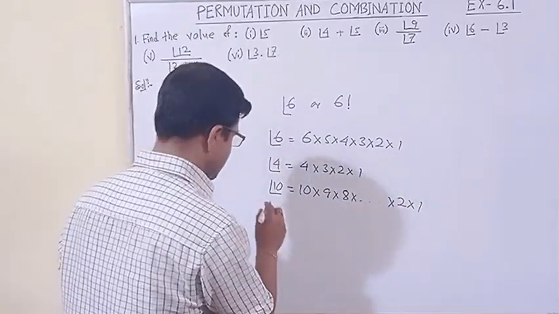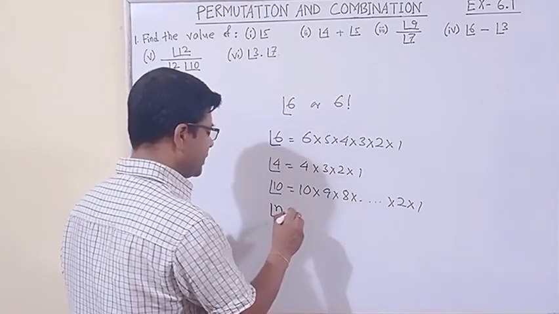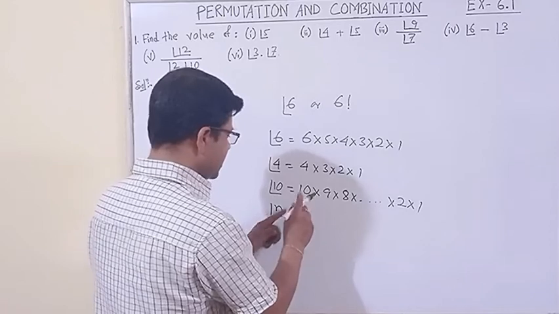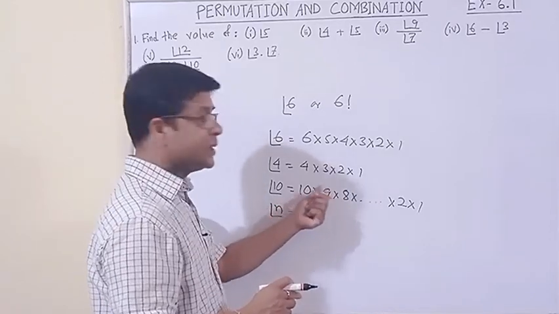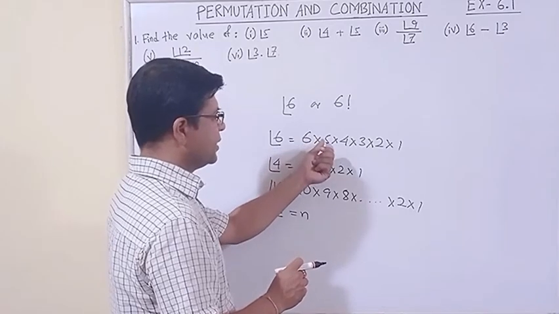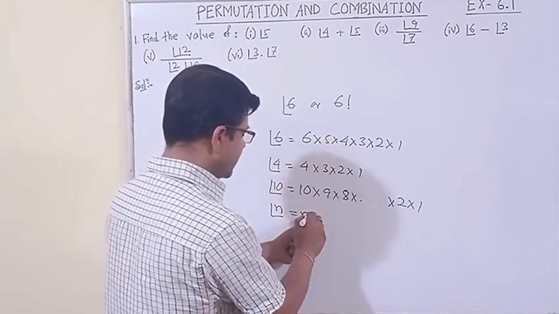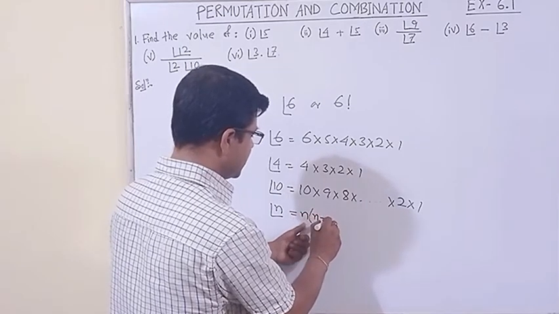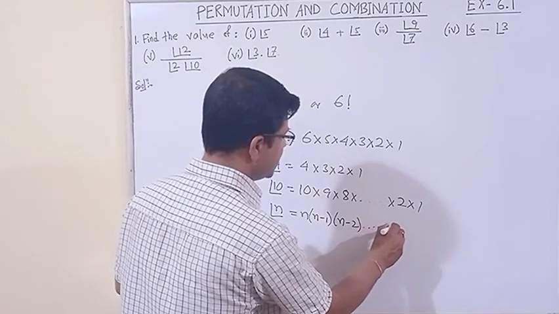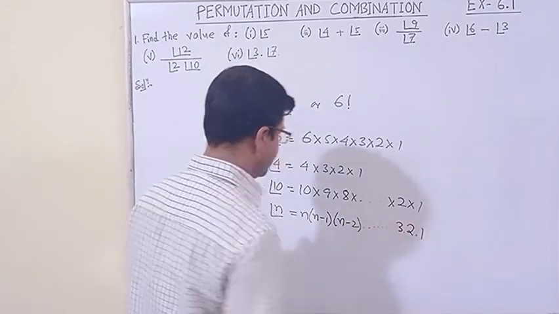Now similarly, if we want to write factorial n, we shall write like this in the decreasing order. N, what is the next number? You see, if it is 10, the next number is 10 minus 1, 9. Then 8, 7, like this, in the decreasing order. Next, n into n minus 1, then n minus 2 in the decreasing order. If we go on in this way, then at the end we shall get 3 into 2 into 1.